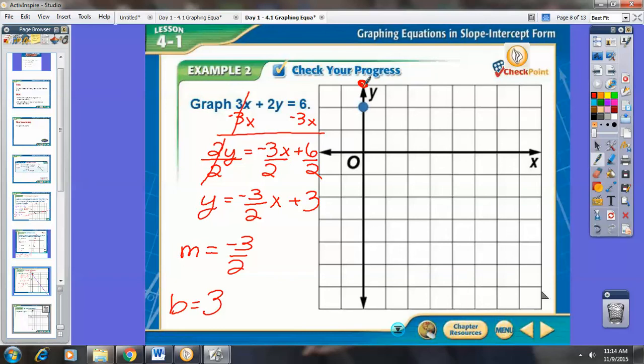Ignore this other dot that's there. Just came from another graph. Y-intercept is 3. If you think about your slope, that is rise over run. Our rise is negative, so that means I'm going to go down 3. 1, 2, 3, and run a positive 2. Down 3, and run 2. Down 3, and run 2.